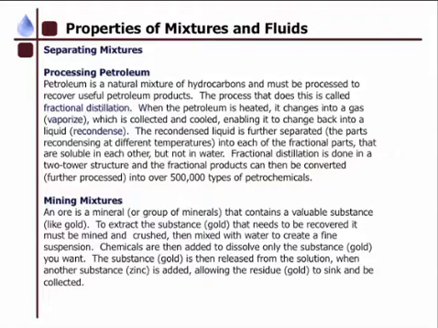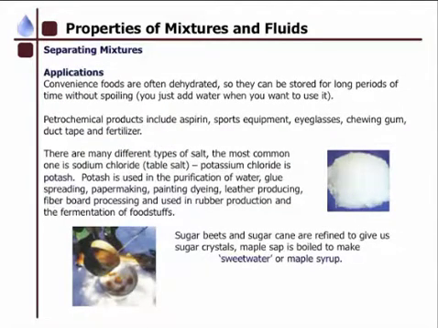If we talk about mining mixtures, which is also a process of separating mixtures, an ore is a mineral or a group of minerals that contains a valuable substance like gold. To extract this substance, for example gold, it must be mined and crushed and then mixed with water to create a fine suspension. The chemicals are then added to dissolve the substance you want, and the substance is then released from the solution when another substance, for example zinc, is added, allowing the residue, or gold, to sink and be collected.